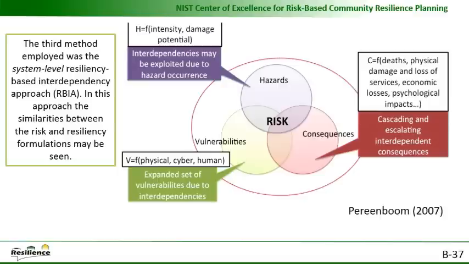The third method is the system-level resiliency-based interdependency approach, or RBIA. In this approach, the similarities between risk and resiliency formulations can be seen. Risk is shown here as a Venn diagram of hazards, vulnerabilities, and consequences. Interdependency affects each of these three in different ways.